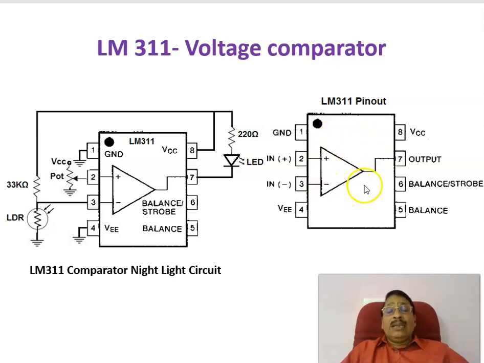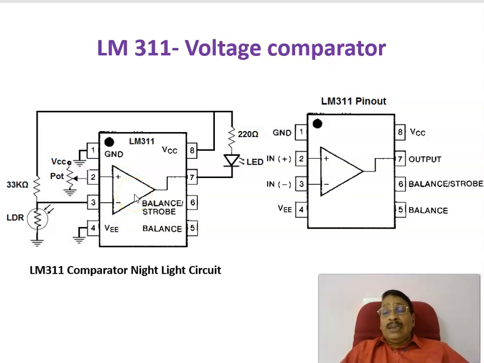It's an op-amp only, but it is specifically used as a comparator. So let us see an application of this comparator shown in this diagram. The same IC is shown here as a comparator night light circuit. During the night period the LED has to glow, and during the day period it should not glow. That is implemented using a voltage comparator.